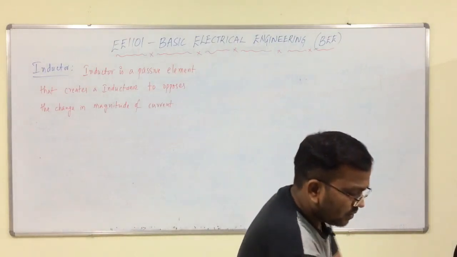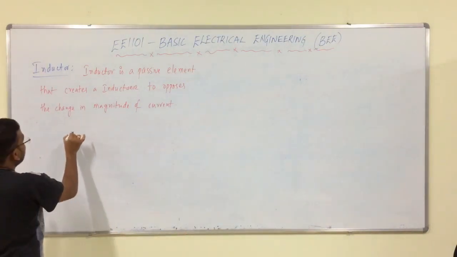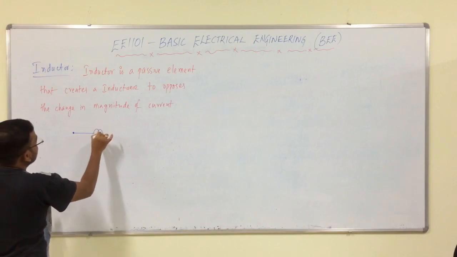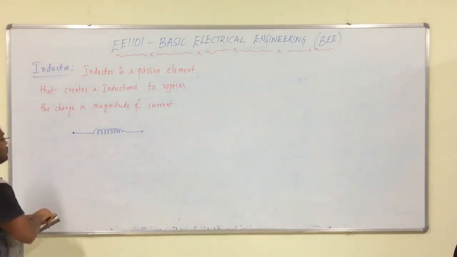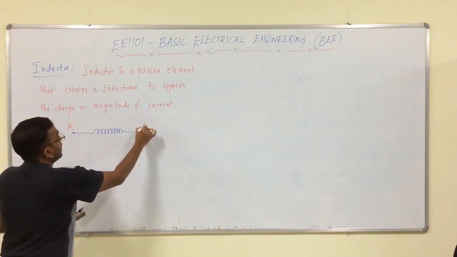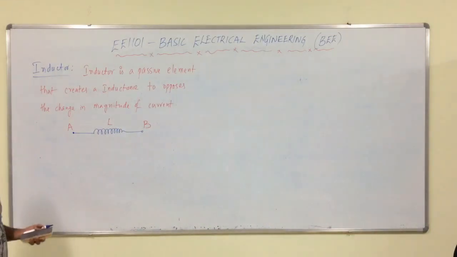So, what is the symbol representation? They are twisted like this. This is one terminal and this is another terminal, and this is the inductor like this.